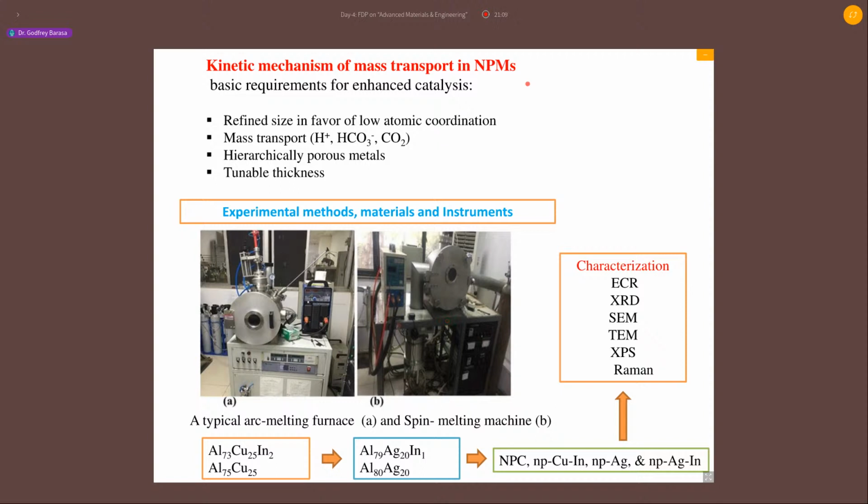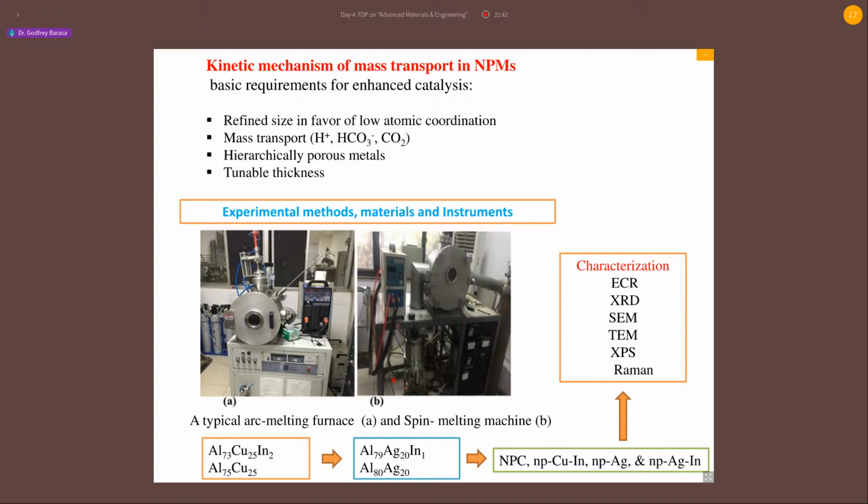You'll find that in porous structures, within the channels, those particular spaces which we call the pores can be filled with either liquid or gas. Then it affects the kinetic mechanisms of mass transport. That is the basic requirement for enhancing the catalytic activity. That is, we need the refined size in favor of low atomic coordination. Then the mass transport, is it the hydrogen, the formic acid or carbon dioxide? Then for hierarchical porous metal, we need to tune the thickness.